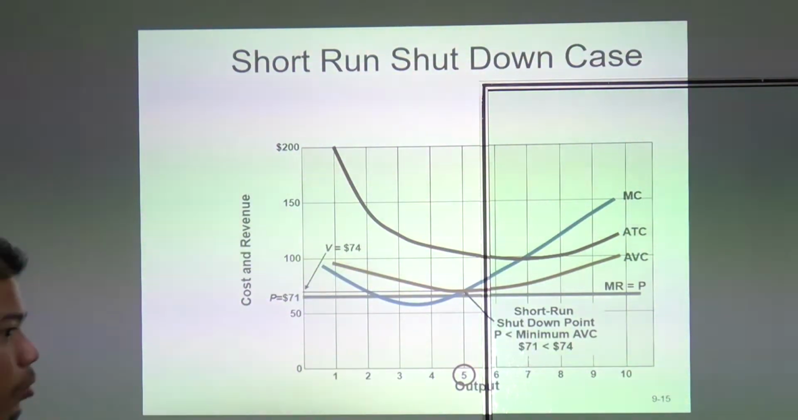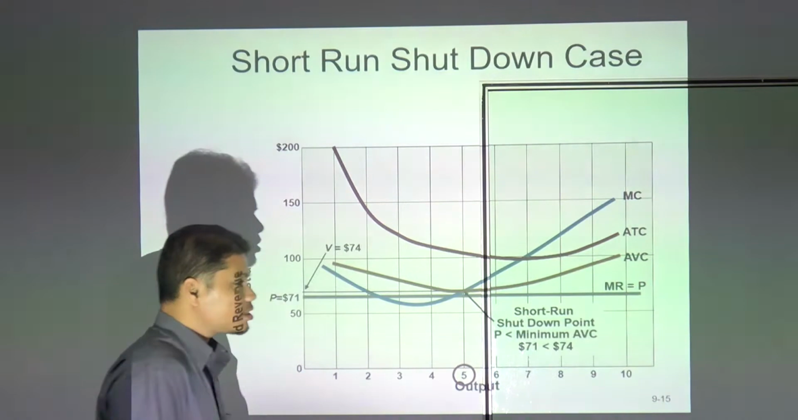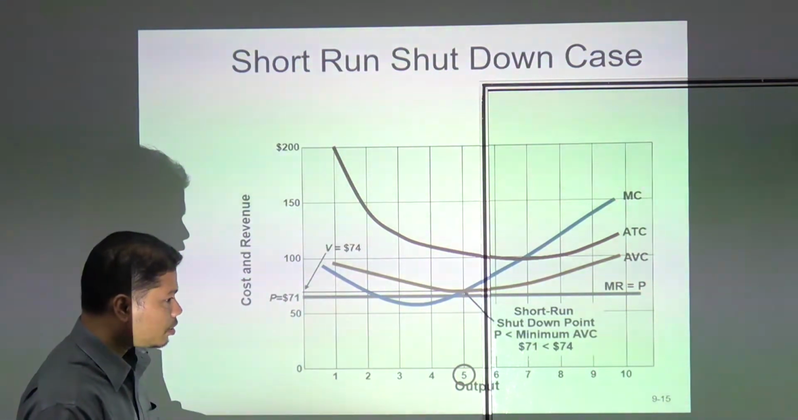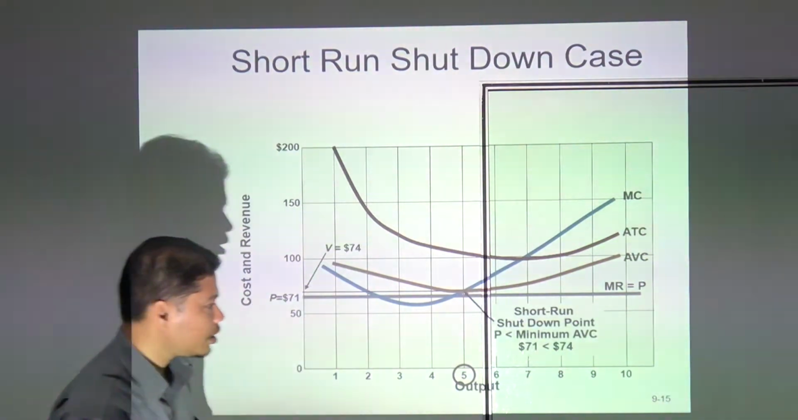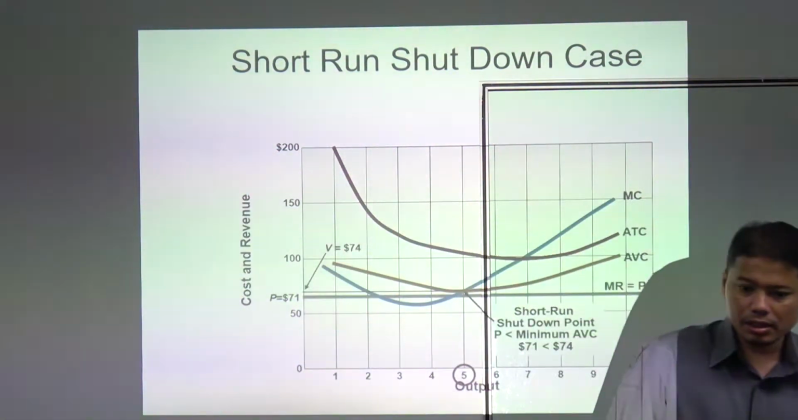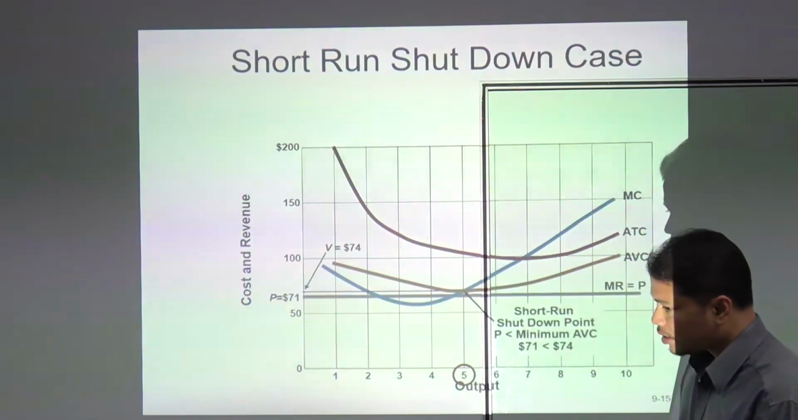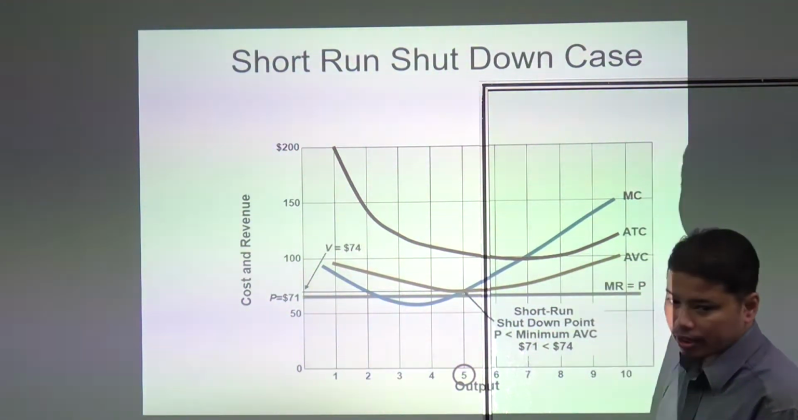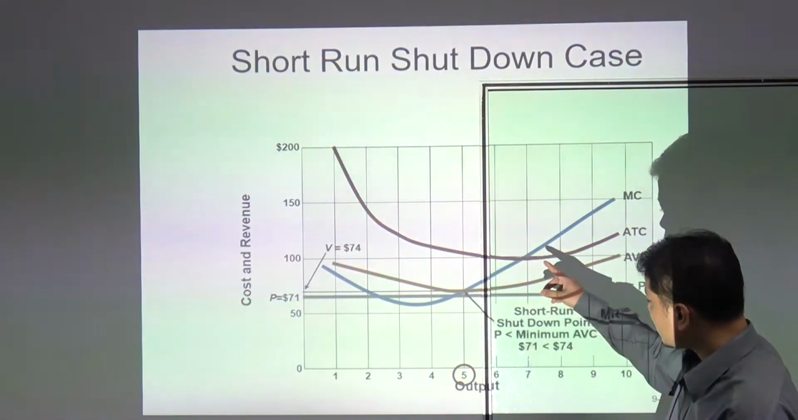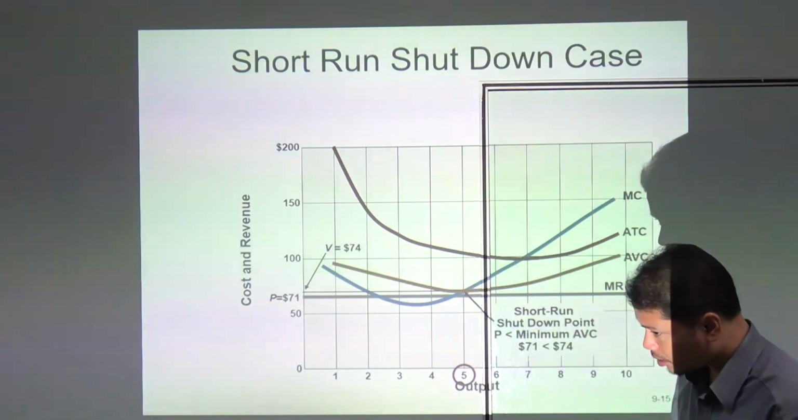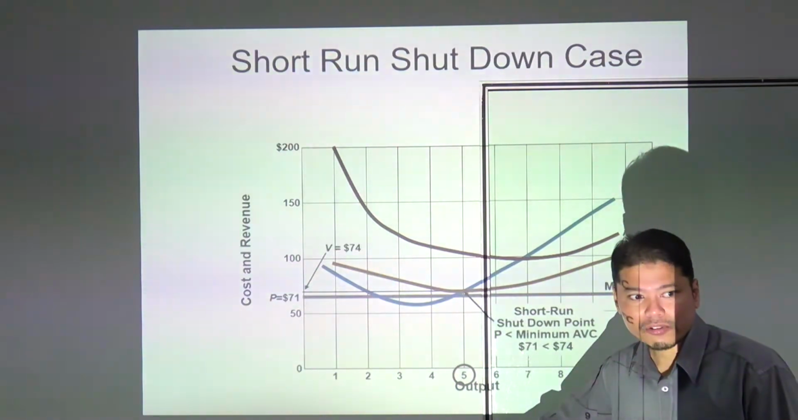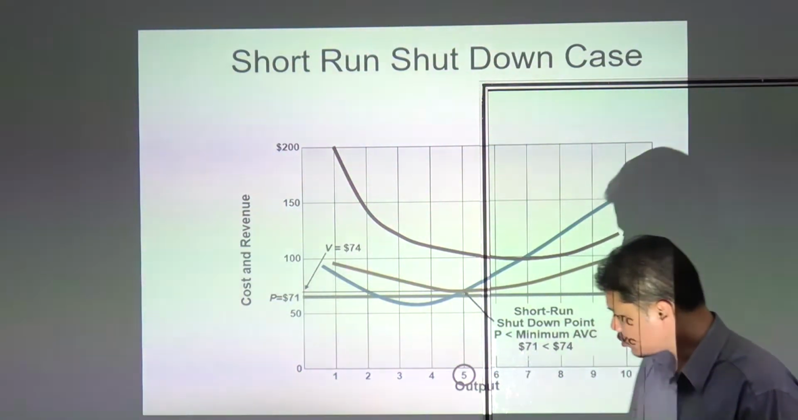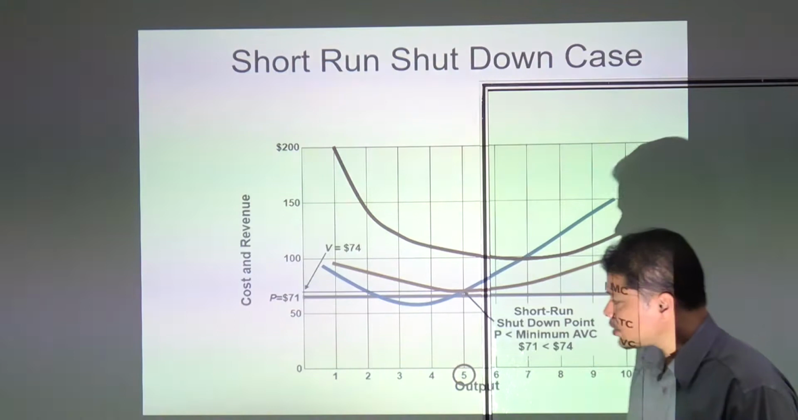Okay, this one. What happens if the market price continues to fall? In this example, the market price further falls to $71. Again, let's use the step-by-step analysis. Identify where MR equals MC, and then locate the quantity. In this example, the quantity is 5.